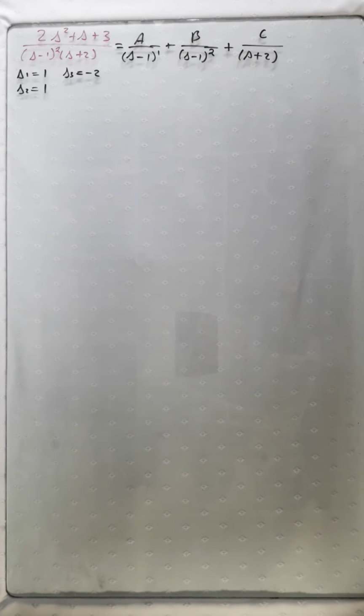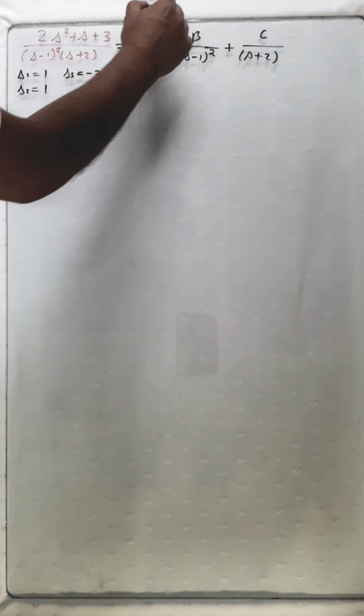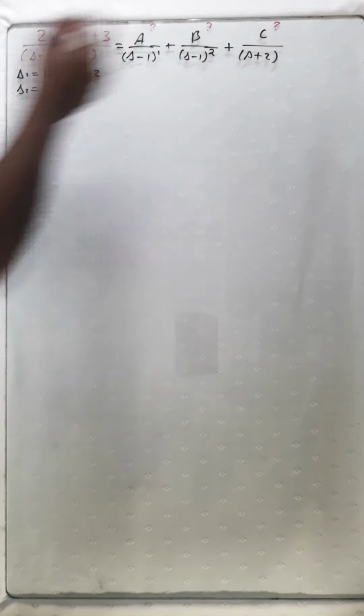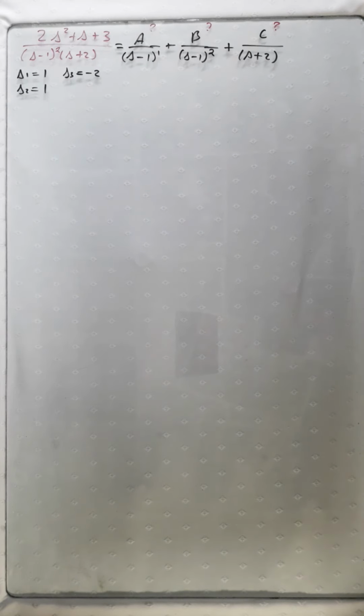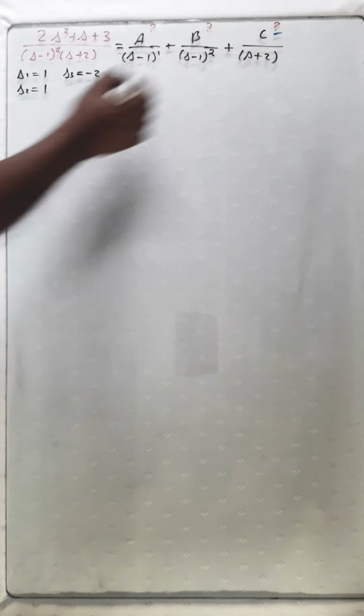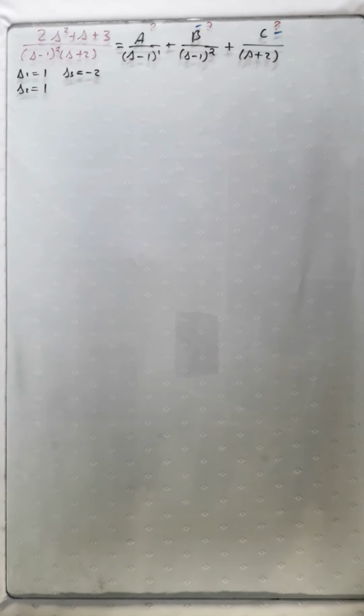Okay, so now the task is to find the values of A, B, and C. From the previous example, we saw the Heaviside method to find the values of A, B, and C. We can use that method, but only partially. We can find the value of C, and we can find the value of B, but we cannot find the value of A. Okay, so let's use it for the value of C.